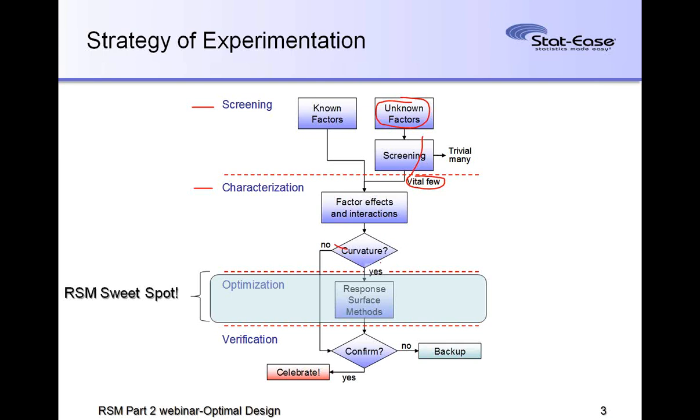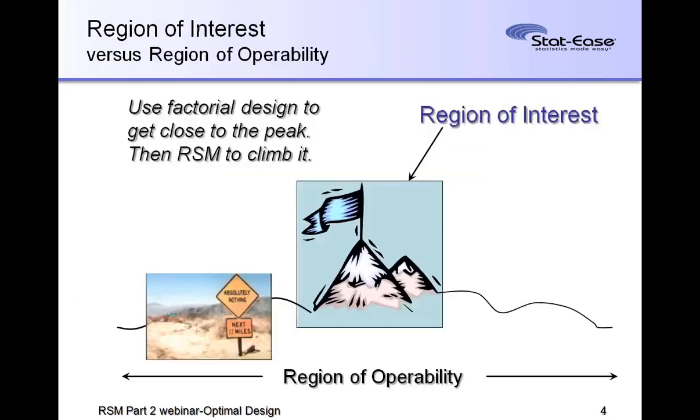If the 2FI will not fit and you do have curvature, so you'd say yes to this box, that is where response surface designs come in. So that's the sweet spot for RSM. If you have curvature in your system, you will go with that RSM design. And I will talk about a couple different RSM designs, and then we're going to focus on the optimal designs going forward.